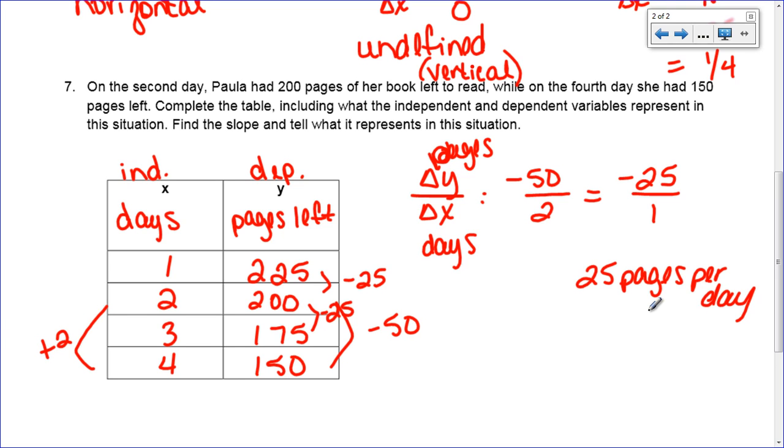Now you have to do change in y over change in x as opposed to rise over run, although they do mean the exact same thing.